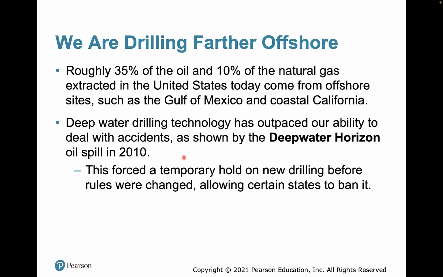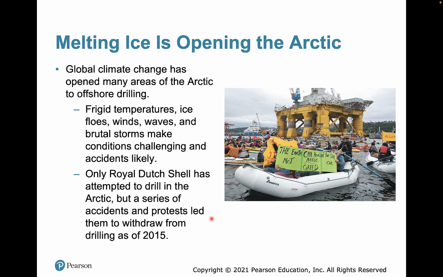We're drilling further offshore. We're in really deep waters, and we're going to talk a little bit more about that when we talk about our key points. We're going to talk about the Deepwater Horizon oil spill and what happened. Our technology was ahead of our ability to deal with the accidents. The Deepwater Horizon well spilled oil into the Gulf of Mexico for months. So they decided to just hold off because of the environmental damage that happened as a result.